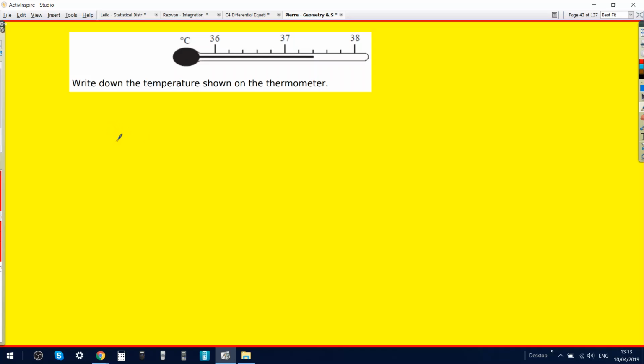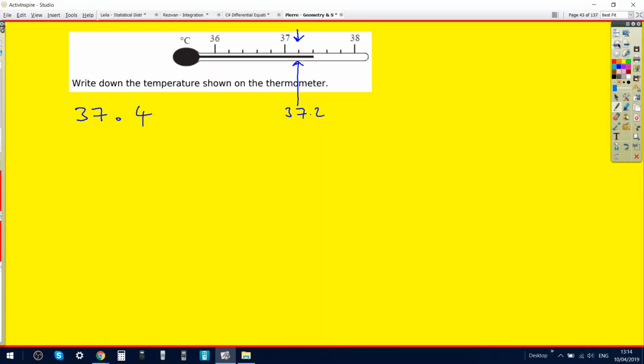0.4. So it's not a point. There's no 37 point something. It is 37.2. So this here would be 37.2. Oh, so it'd be 37.4. They're going up in 0.2. Oh, sorry, 0.4. Right. So if there was 10 of them, they'd be going up in 0.1. There's only 5 of them, they're going up in 0.2.